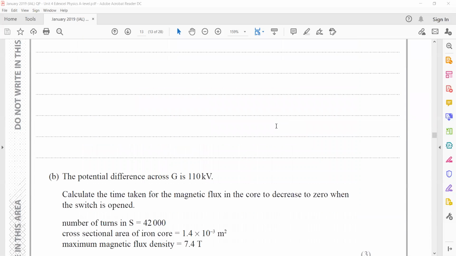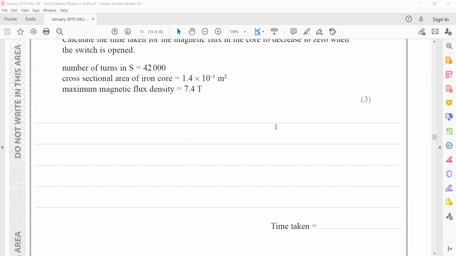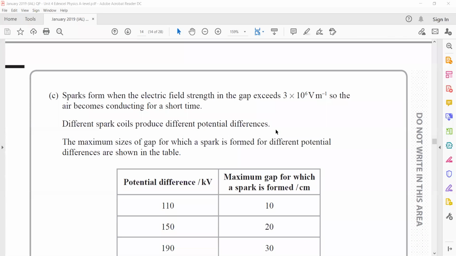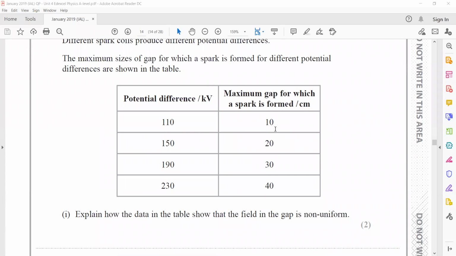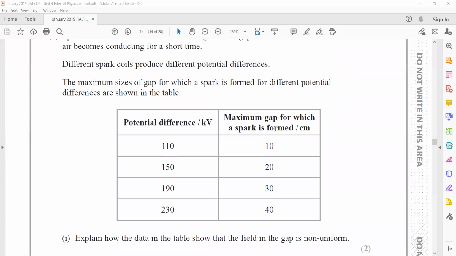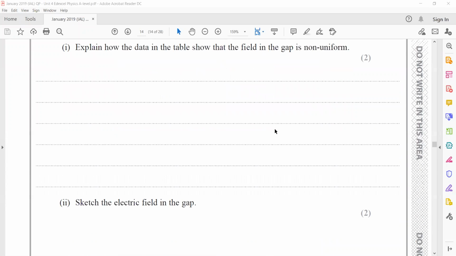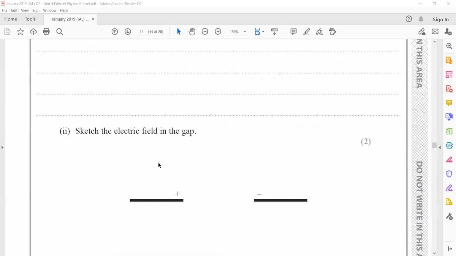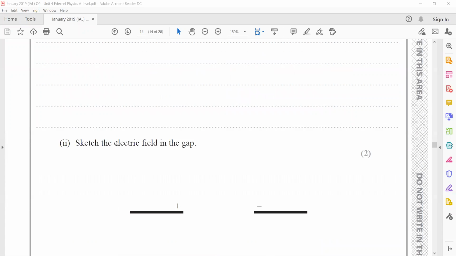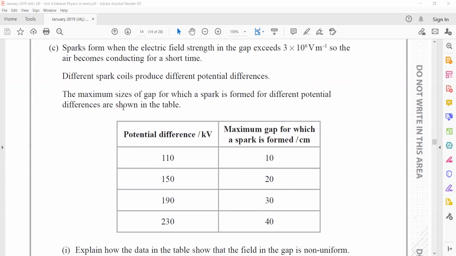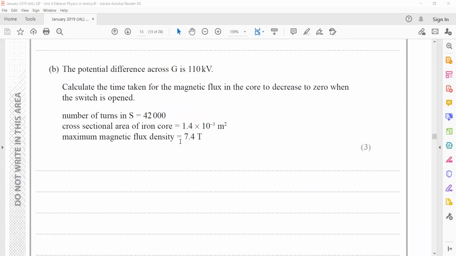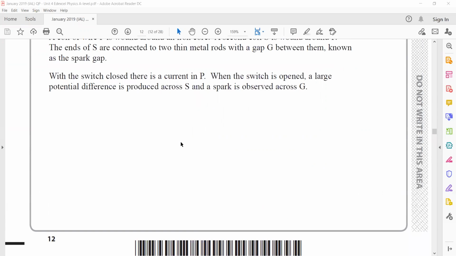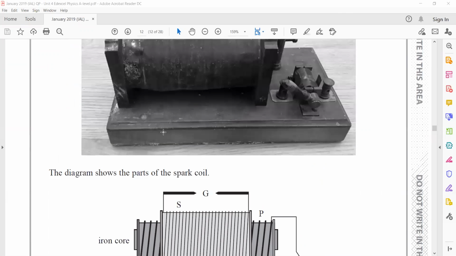This part is related to magnetism, and that part is related to the electric field. But I will just go through the question so that you will have an understanding of what happened.